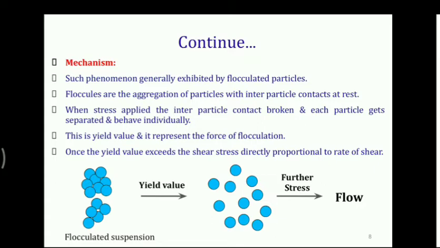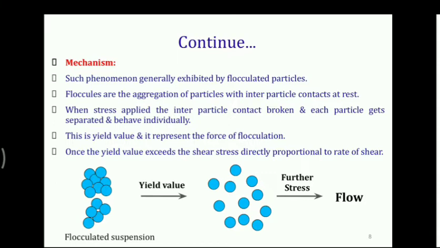The common example of the plastic system is the flocculated suspension. Flocculated suspension means these particles are aggregated by weak van der Waals types of forces. The magnitude of these van der Waals forces is very weak, and a slight application of force is sufficient to break the contacts. Now let us discuss the mechanism.